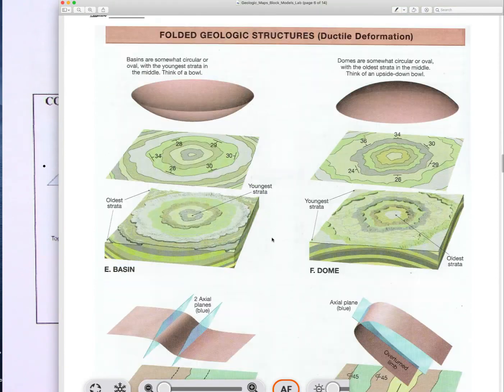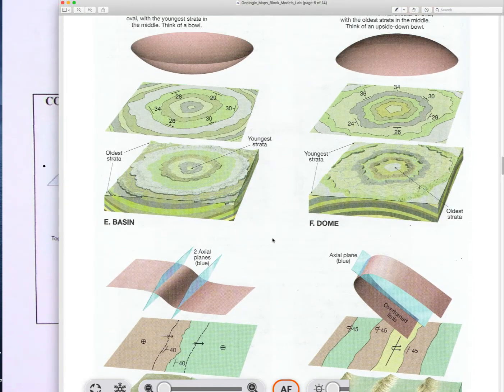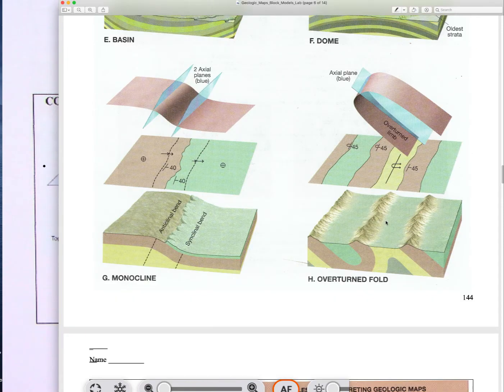And for page 144, we're looking at structural basins and structural domes. And the key to these, you're going to see sort of this bullseye map pattern. So the geologic contacts between different formations, these bedding planes, are going to be circular. And if the strike and dip symbols are all pointing toward the center, then you have a basin. If they're all pointing away from the center, then you have a structural dome. And we'll work on some of these later on. Monoclines and overturned folds, that's where we use those special symbols there.